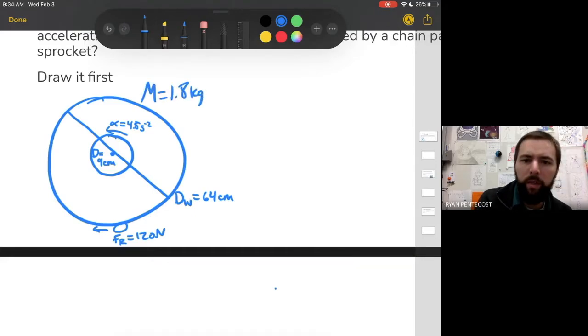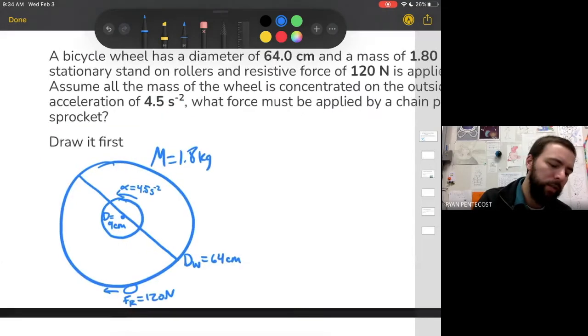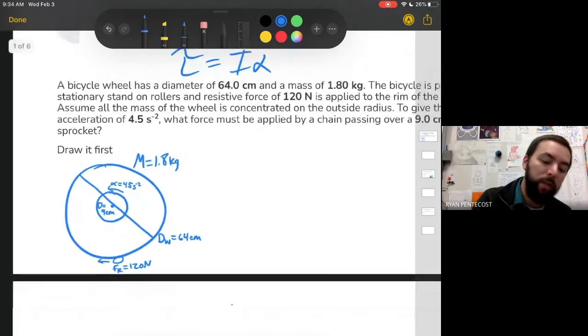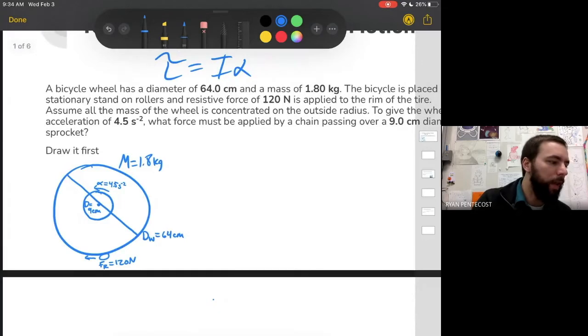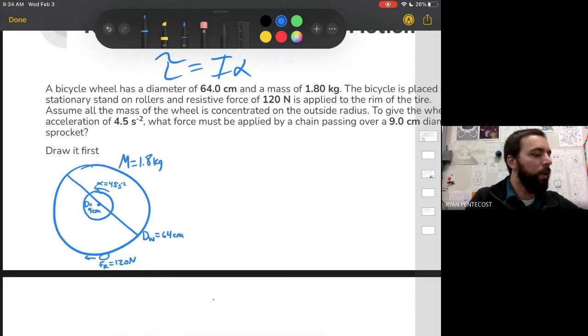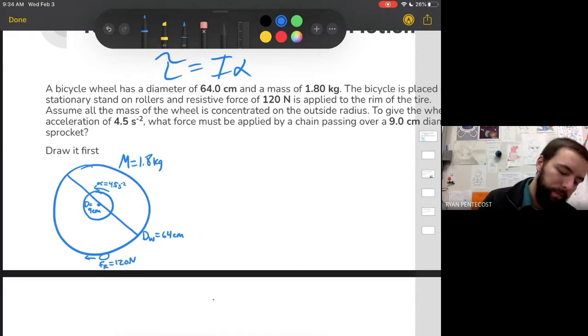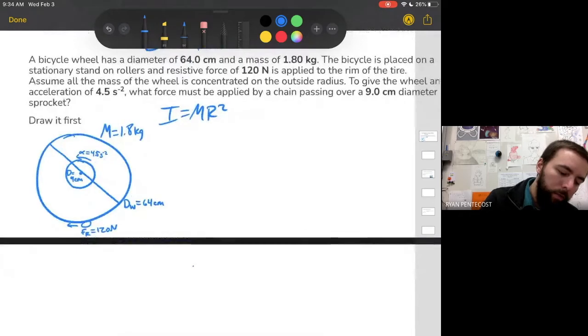And it says that all of the mass of the wheel is concentrated on the outside radius. So that means that we have a different moment of inertia than if this were just a normal cylinder, right? That means that we have a moment of inertia of mr squared. Okay. So we've got I equals mr squared. We know torque equals I alpha, but we're also going to have a summation of torque. Okay. We're going to have the resistive torque, and we're going to have the torque of the sprocket.